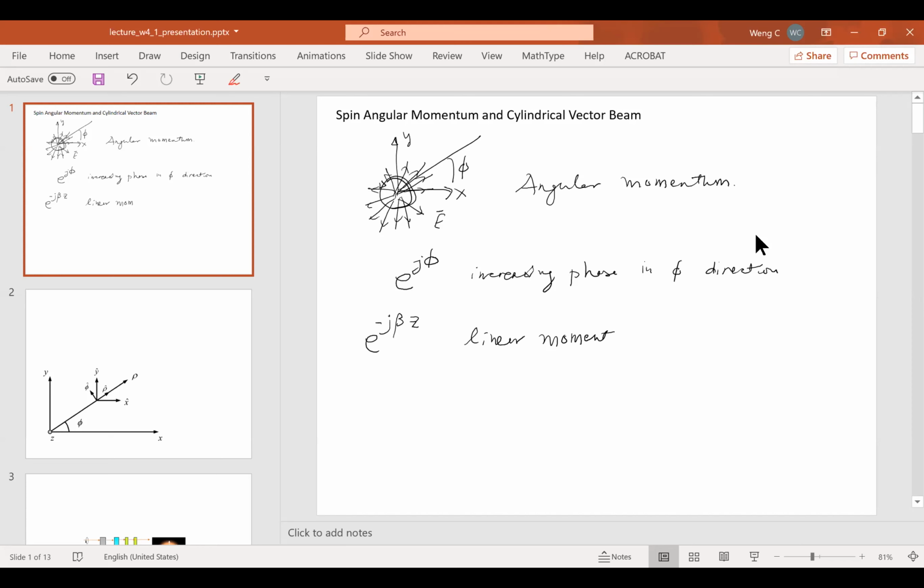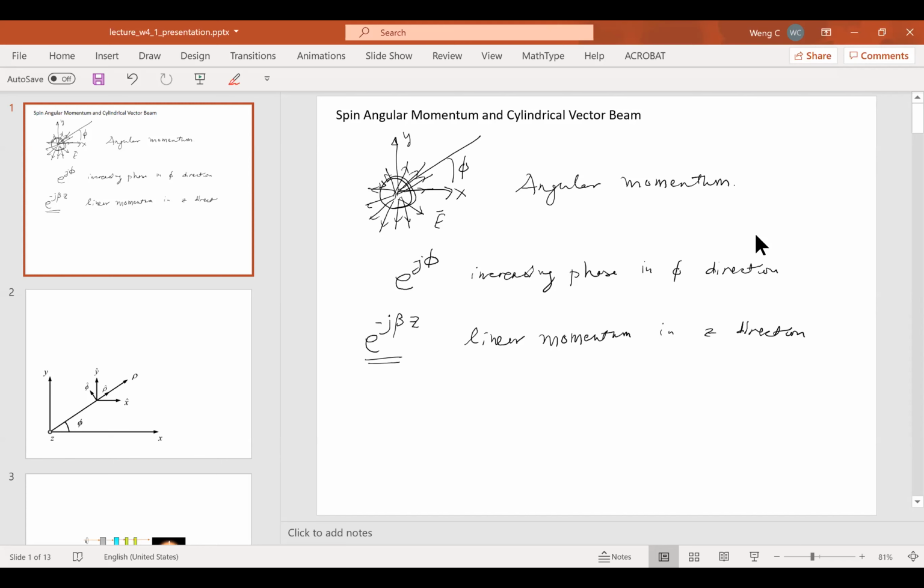I have a question, Professor. Yes. Do we consider right-hand polarized or left-hand polarized, or is it just the general case here? This is true for both cases. The angular momentum will be of opposite sign. Okay, so the angular momentum comes about because this can be written like a traveling wave in the phi direction. Just like when we have a wave traveling in the z direction, it gives rise to a linear momentum in the z direction.